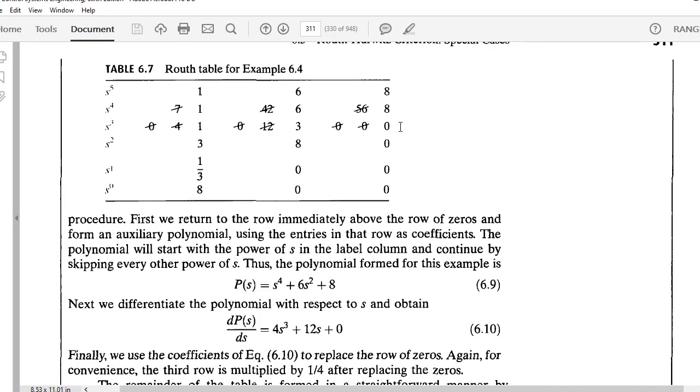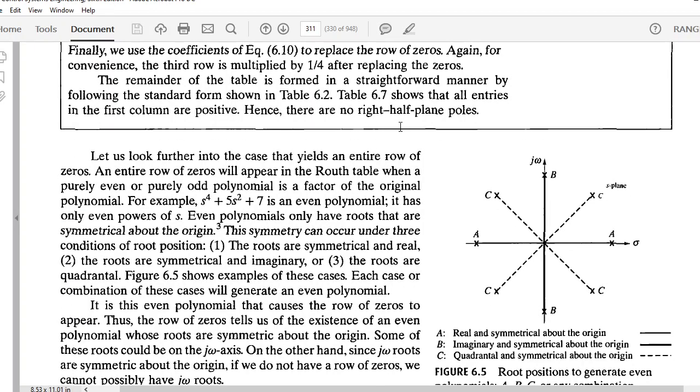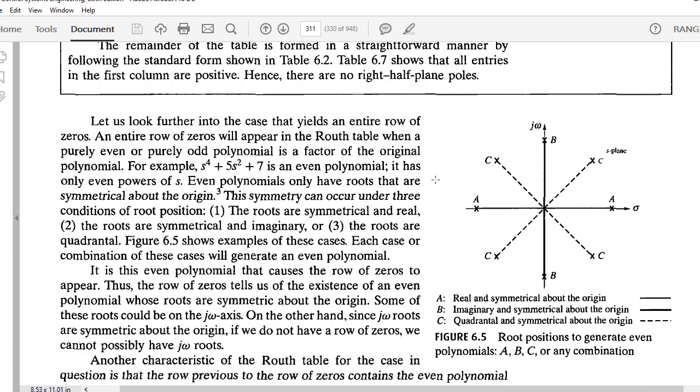Now where do poles lie? That is the next question. So if you have a look here, they have described how you can talk about the location of poles, especially when there is a row of zeros. So when there is a row of zeros, what happens is that you have what is called symmetry, right? So you look at the point from which there is a row of zeros, or the row above the row of zeros, and then you start making the judgment.